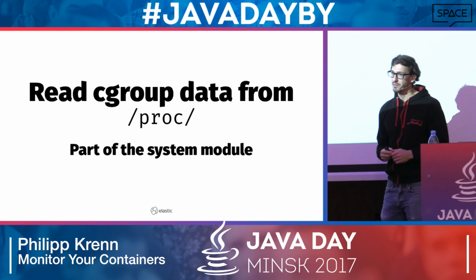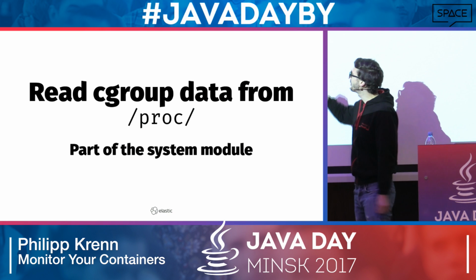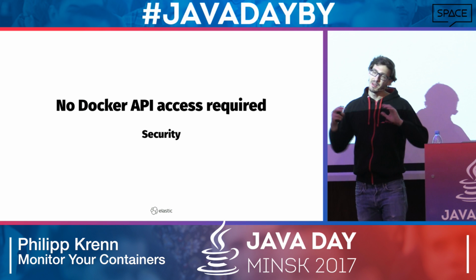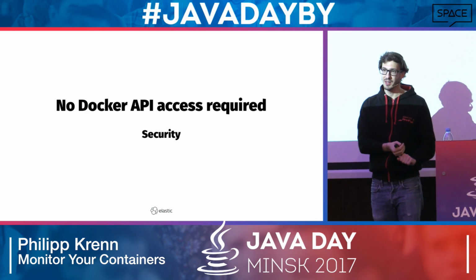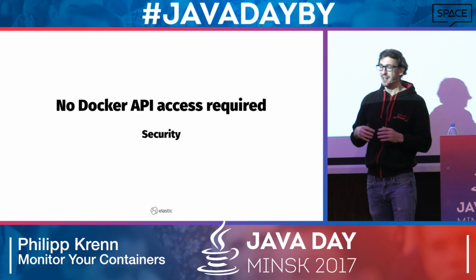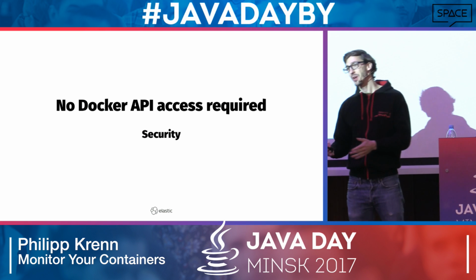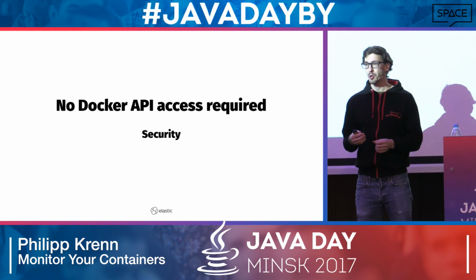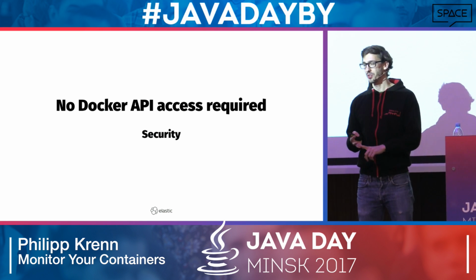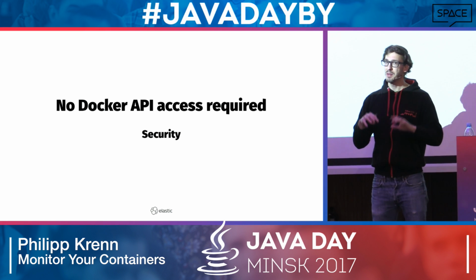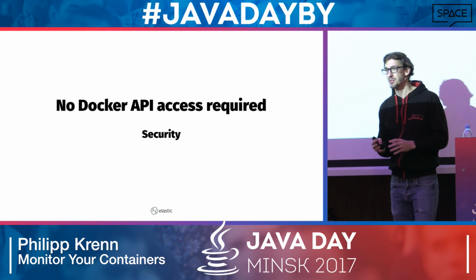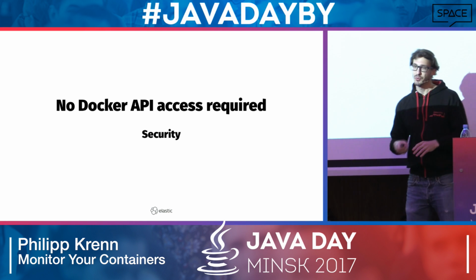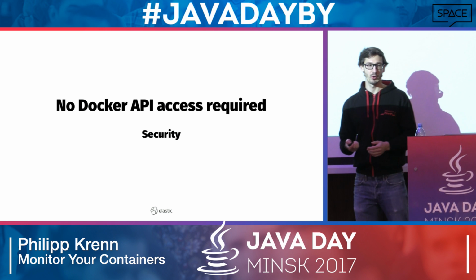In the context of Docker, the first thing you can do is read the information from proc, which is part of the system. The big advantage is you don't need access to the Docker API. Because once you have access to the Docker API, you can do everything you can do on the Docker API. And maybe your logging system should not be able to stop your containers or change your containers or do anything like that. Some people strongly prefer that their logging system can only read stuff but not access the API and change stuff. So for security reasons, it might make sense to prefer that approach.